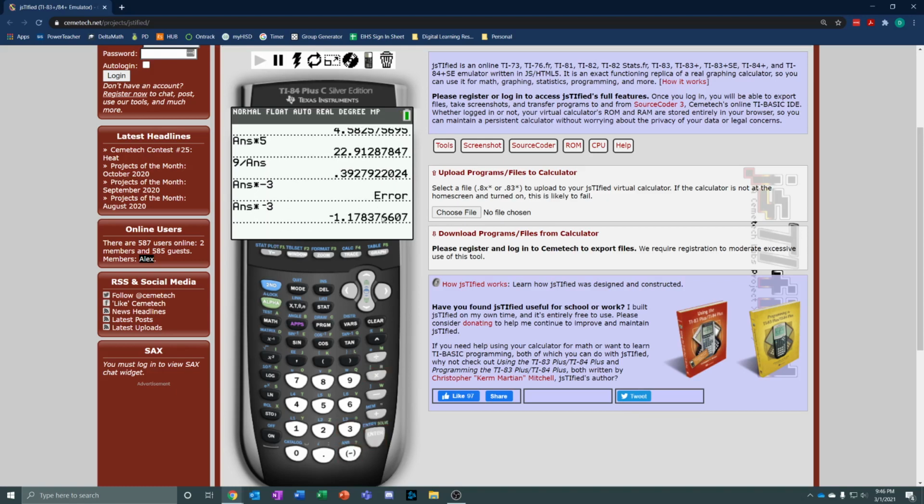So if you get an error, it skips over it and goes back to whatever the previous actual real answer was. So you'll see, when I hit the negative button, it worked. When I hit the minus button, it doesn't work, okay? So something to keep in mind.